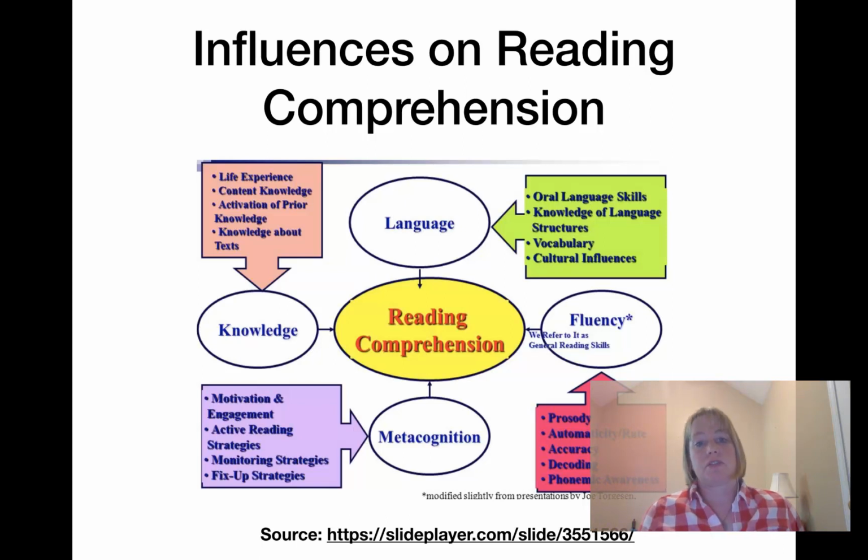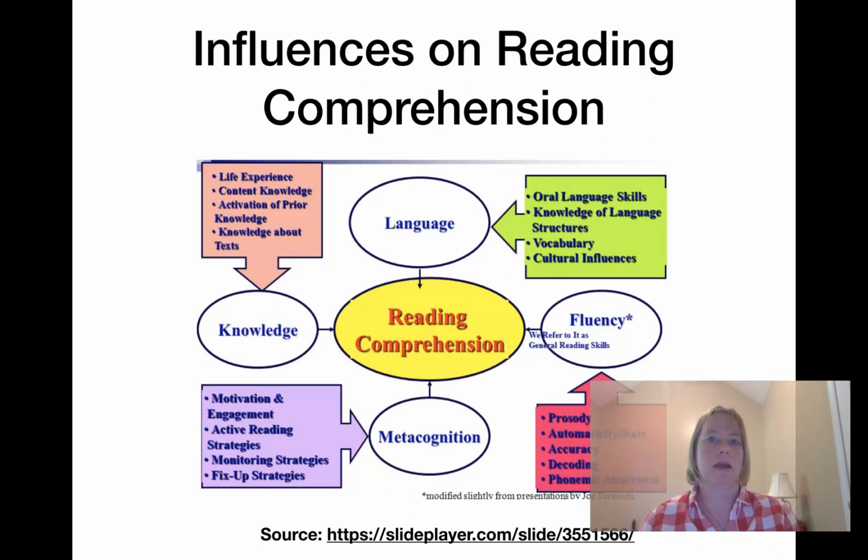The other thing is really being able to connect students within their comprehension process to prior knowledge, to knowledge they have about text, whether they're reading nonfiction, fiction, folk tales, whatever it is that they're reading. Having that background knowledge that they can build on, also life experience that they can build on, is really critical for reading comprehension. And then the last one is metacognition.